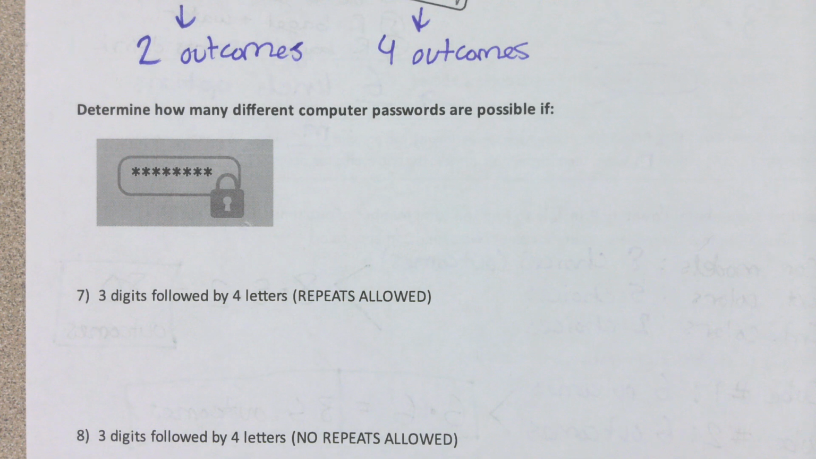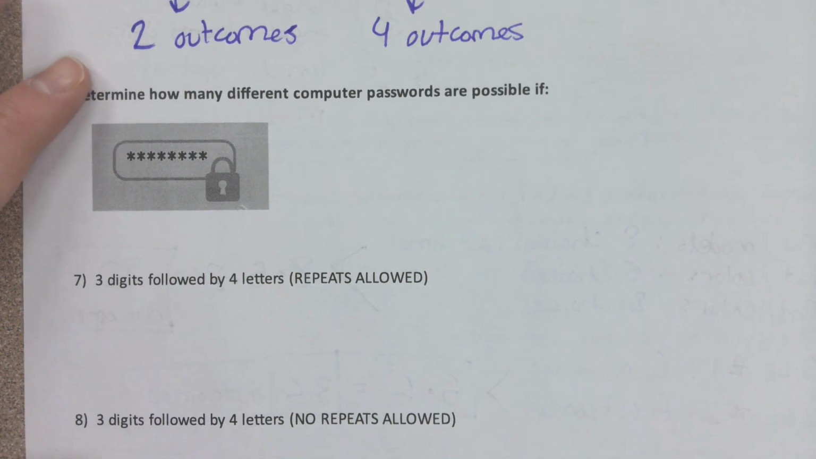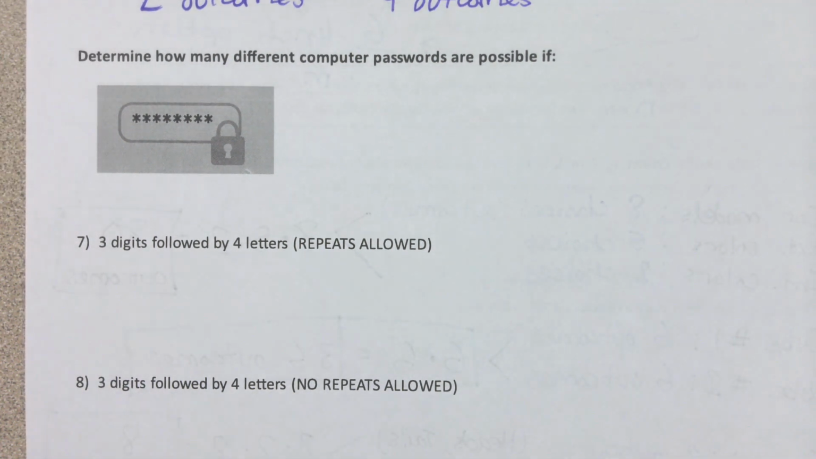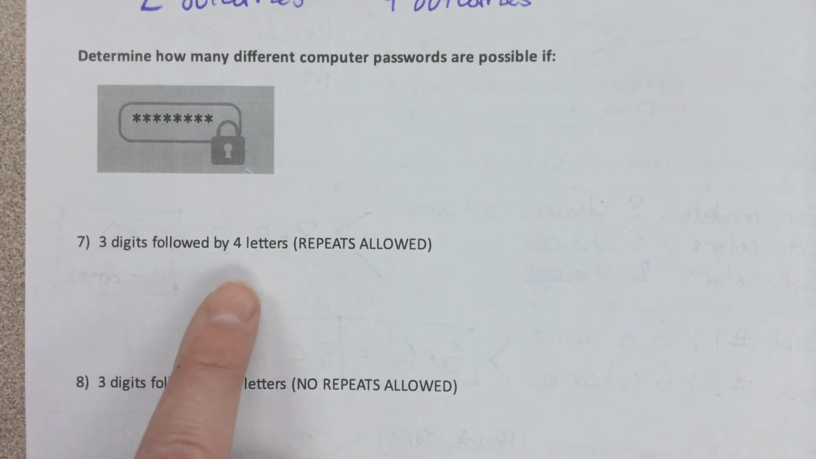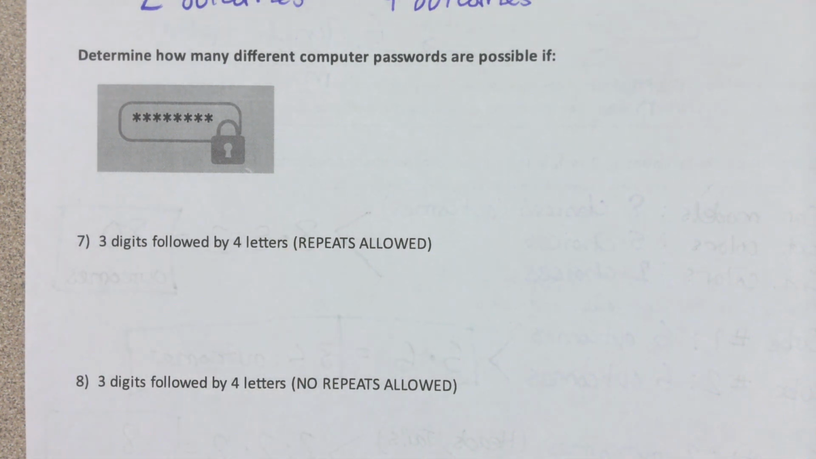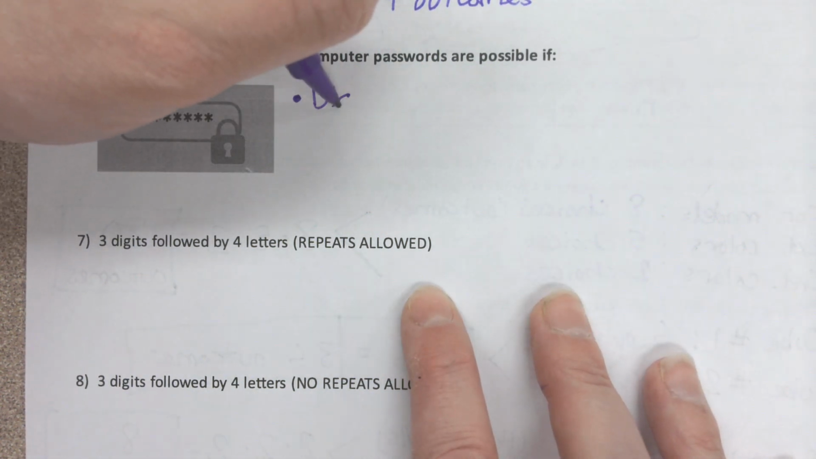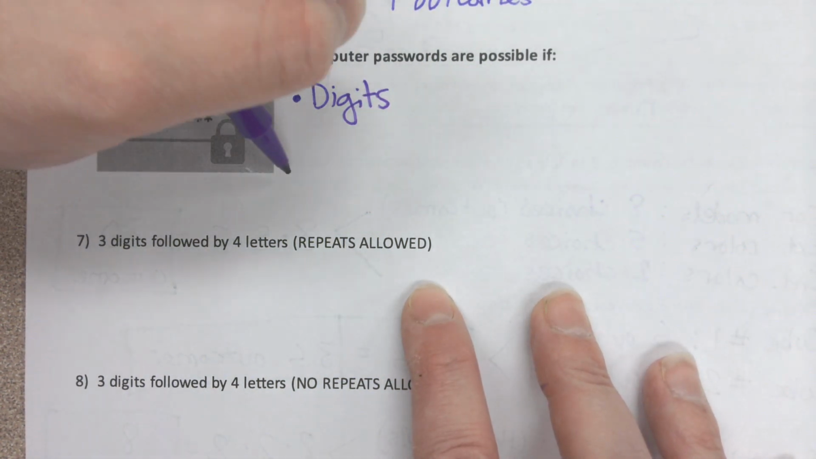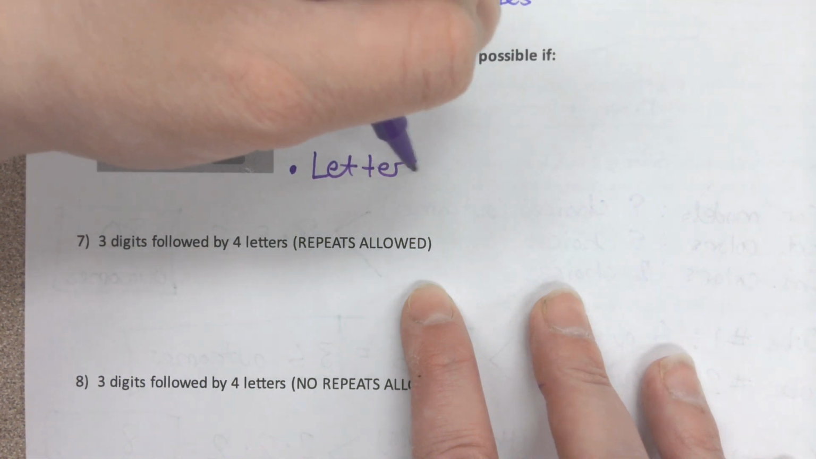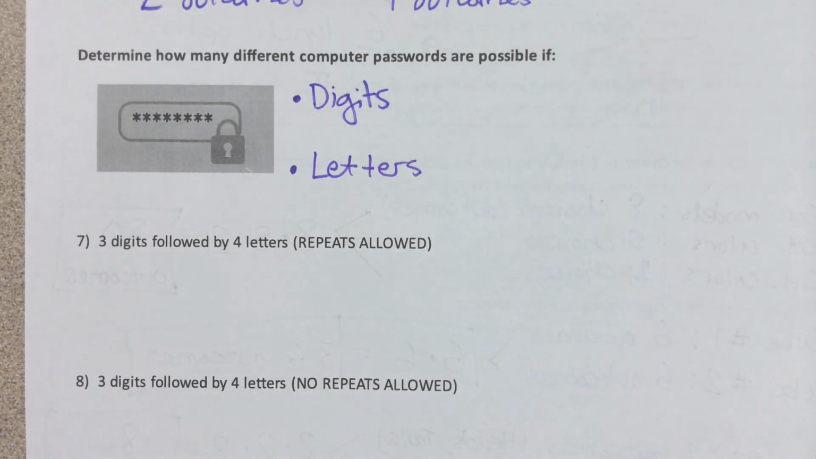Last 2 password problems. I love these. They require you to think just a little bit more about what you're going to put down. So make sure you take your time on these. Determine how many different computer passwords are possible if. I'm going to start by reading the problem, and then we're going to dig into the terms a little bit more before I create the answer. 3 digits followed by 4 letters repeats allowed. Let's talk about digits and letters. There are standard amounts you need to be aware of for these, if not already.